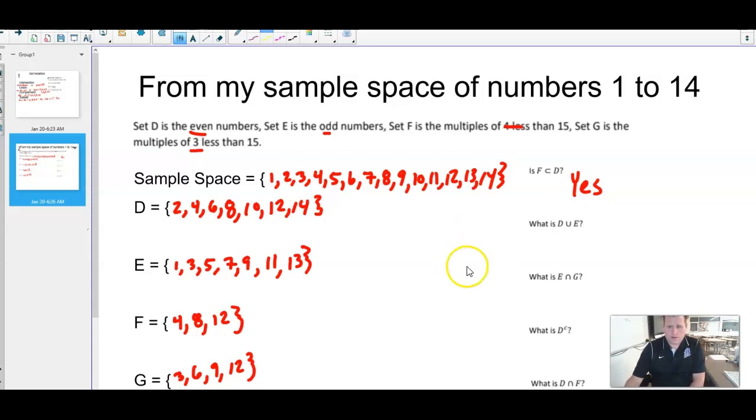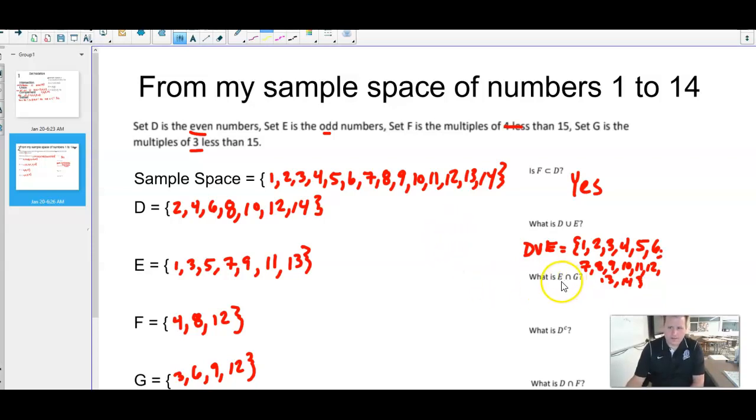This one I want to list D union E. So I want to list all the objects here in set notation, and this one's one or the other. That means all of these and then all of these. So it's just going to be 1, 2, 3, 4, 5 is in one of them, 6, 7, 8, 9, 10, 11, 12, 13, and 14. We'd have our whole sample space for that one.